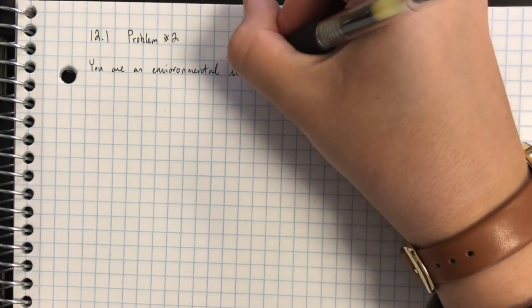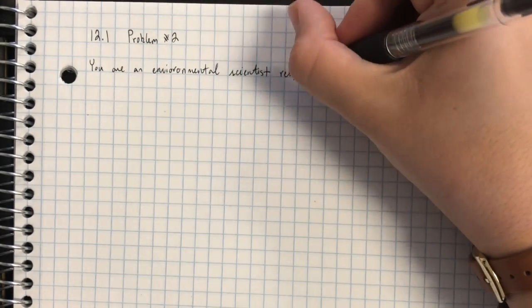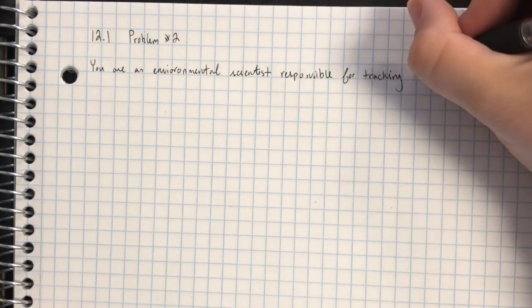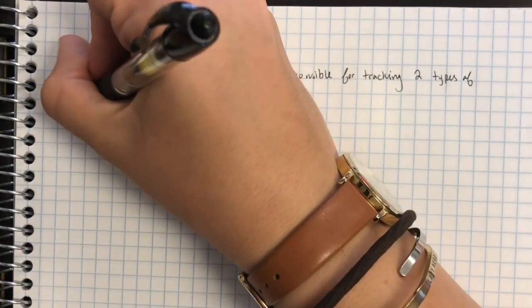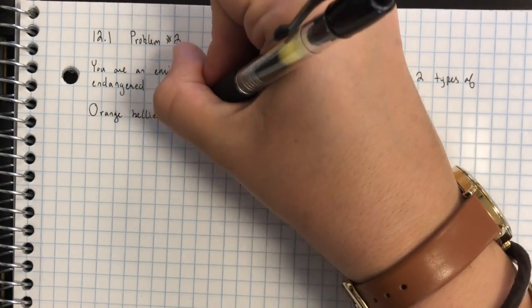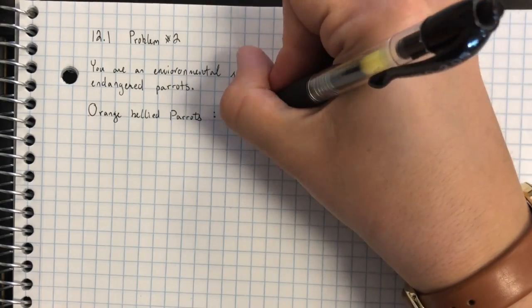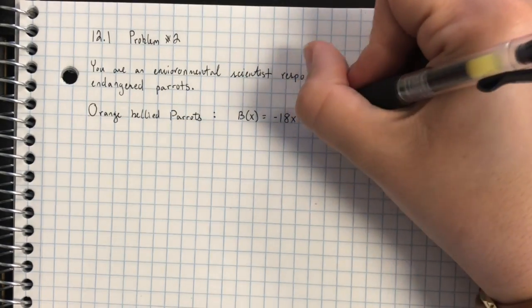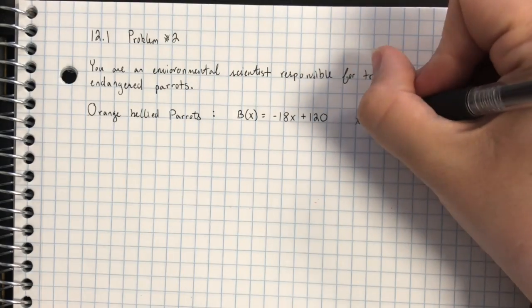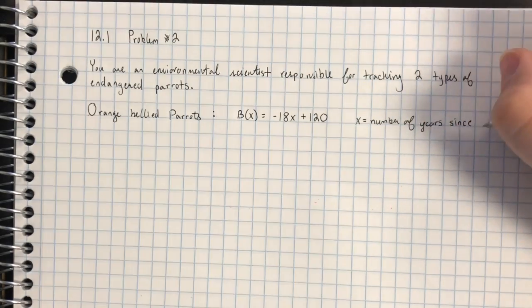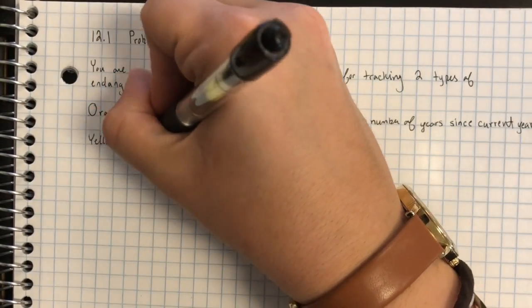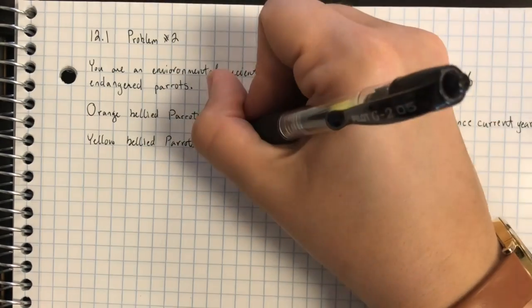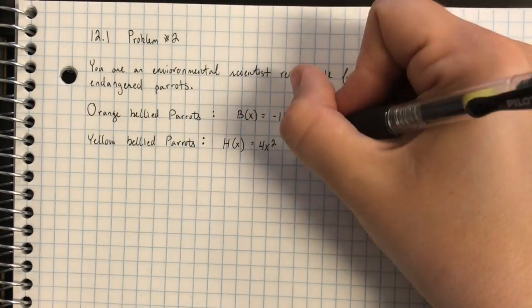It says you are an environmental scientist responsible for tracking 2 types of endangered parrots. And we're going to use this scenario to look at adding together polynomial functions in order to create new equations. So an orange-bellied parrot is represented by the function b of x, which equals negative 18x plus 120. And x is equal to the number of years since our current year. So if you have a negative x value, it means it's in the past. If you have a positive x value, it means it's in the future. 0 is obviously right now.